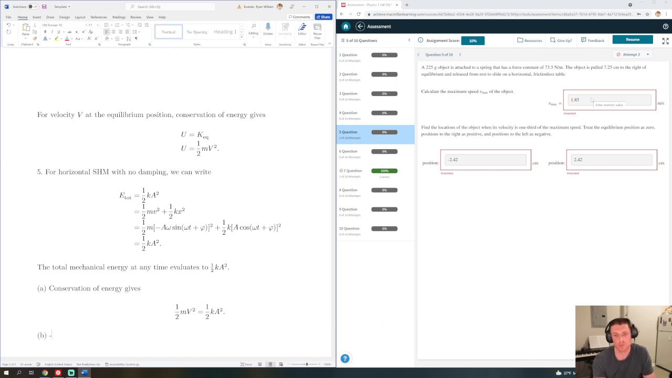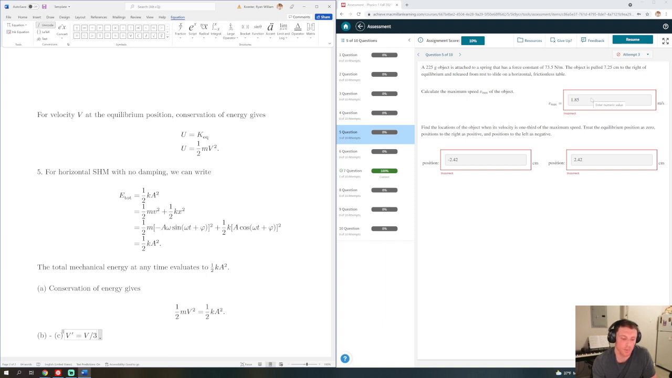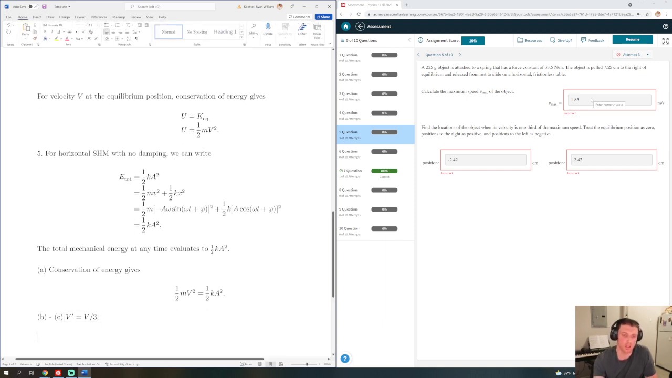Now B, we'll call this B and C. This is just saying something like V prime equals V over 3, right? Because we're now considering the case where the velocity or the speed is 1/3 the value it was at the equilibrium position. And so conservation of energy is going to give us this.